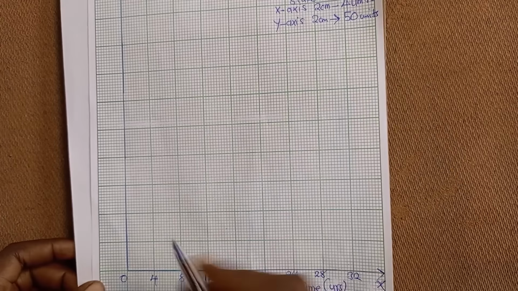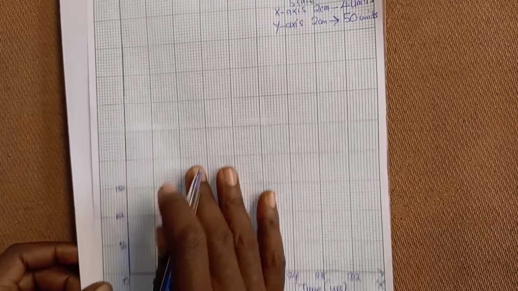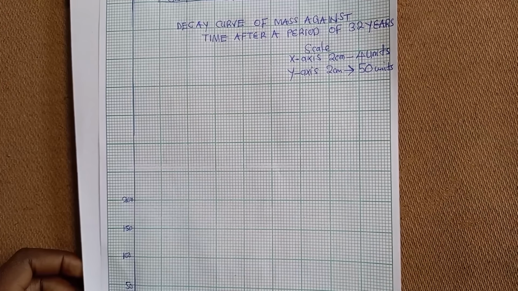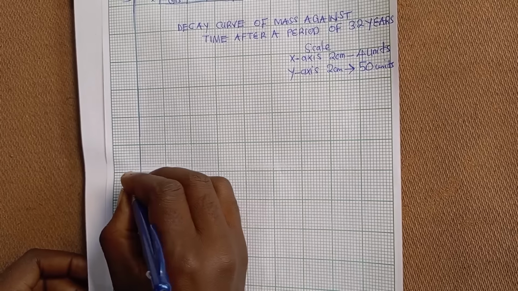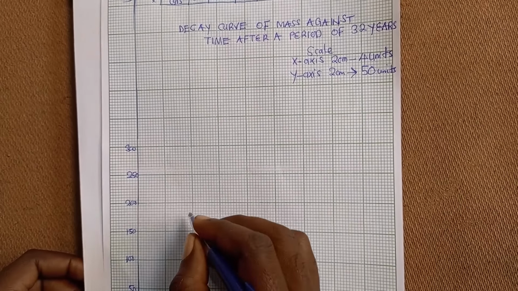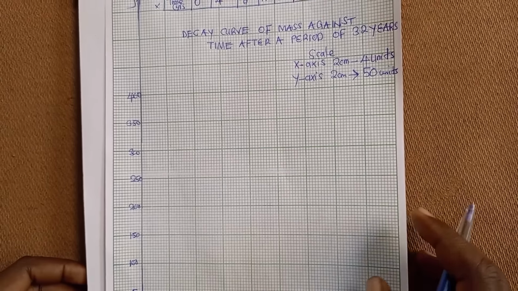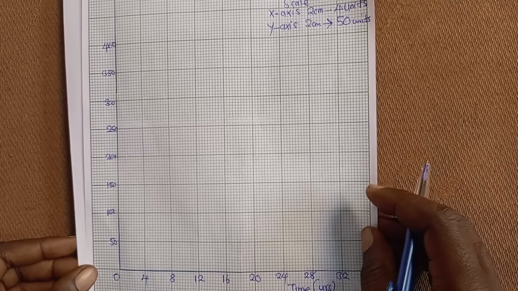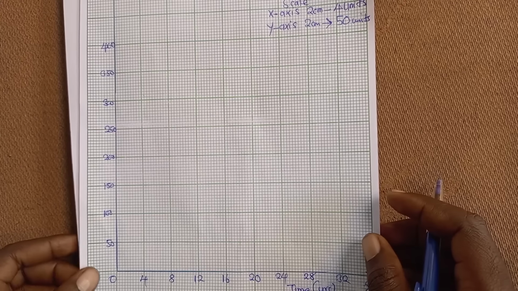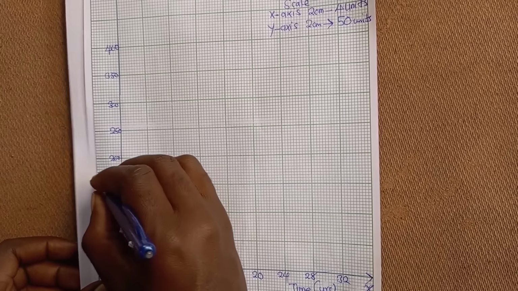On the y-axis, I move in 50s. 50, 100, 150, 200, 250, 300, 350, 400. So this is the scale that I'm going to use. Have you seen it? On the y-axis I'm having mass, so there I put mass, which is in grams.